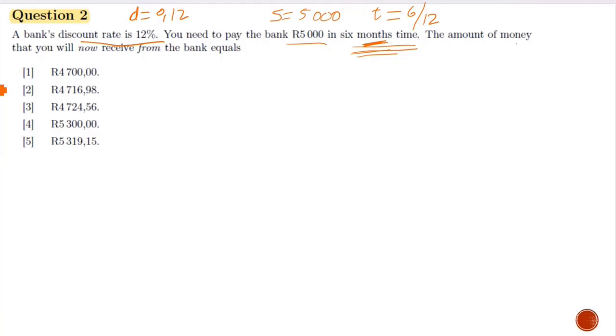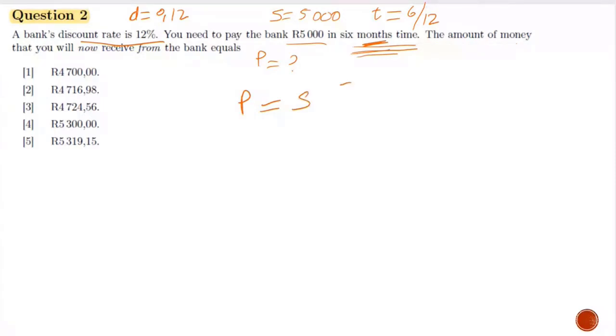So the amount of money that you will receive now from the bank. So now you are asked to find your P. This one is simply straightforward. So what you need to do is to get your formula. You are working with a discount. This is the context of a simple discount. So you would need to get the formula for a simple discount.